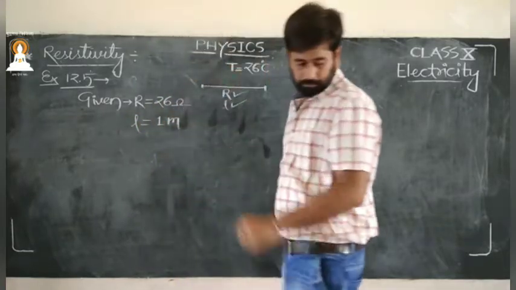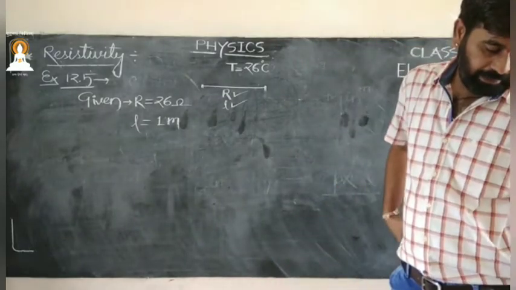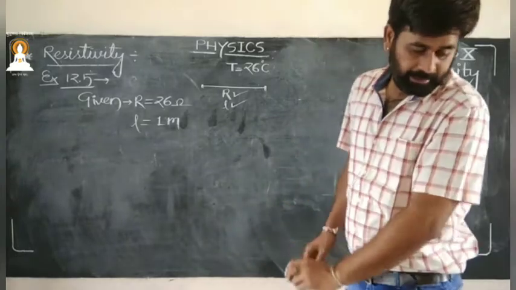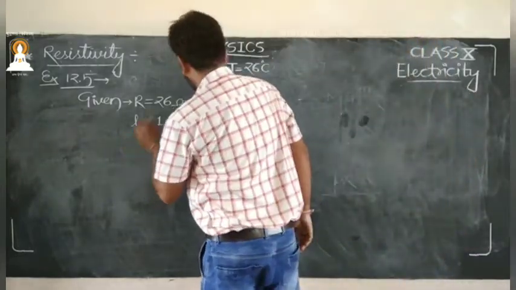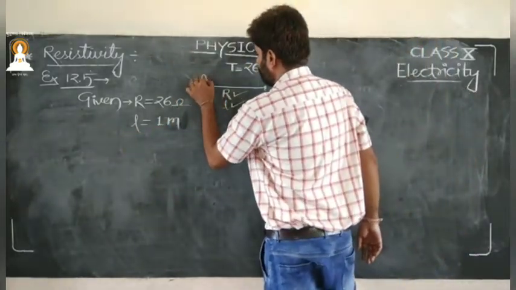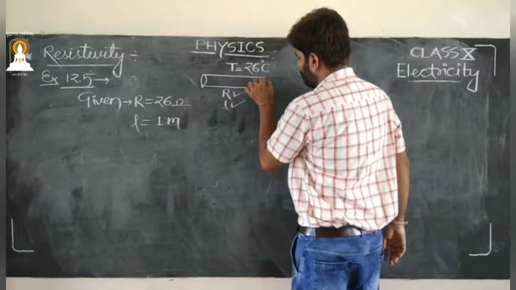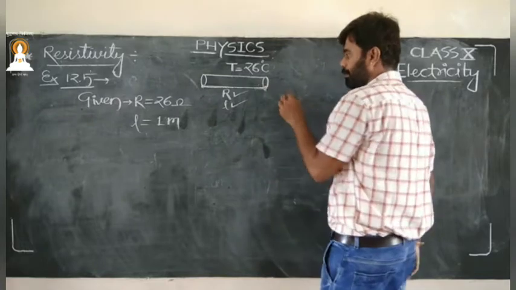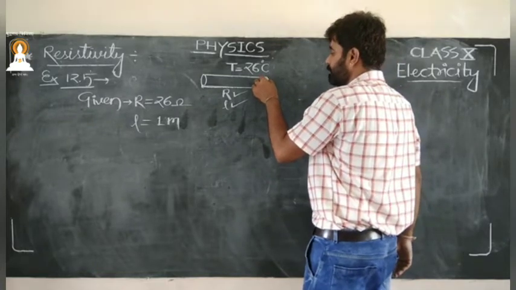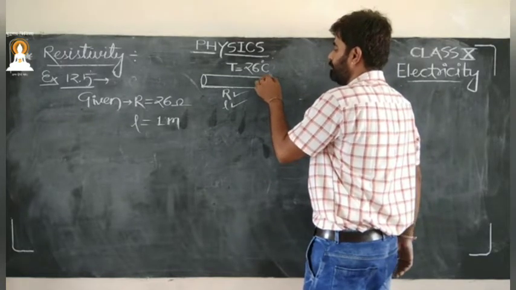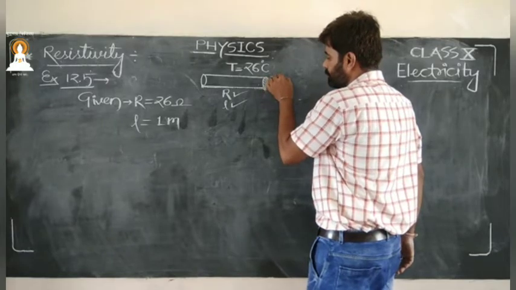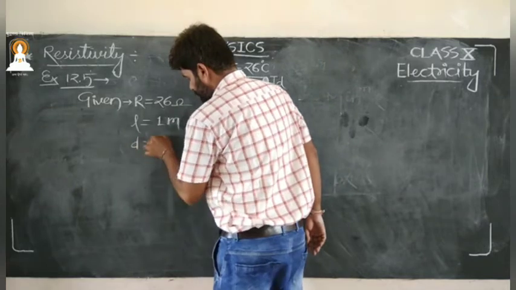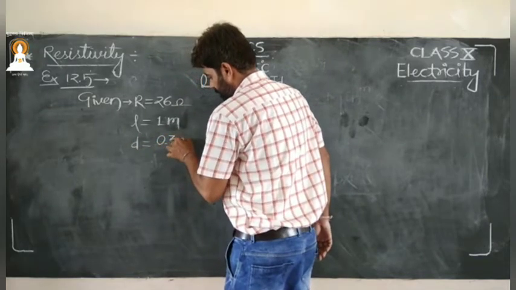Then the diameter of the wire is 0.3 mm. If we have a microscopic view, a cylindrical shape will be there for that particular wire, and this is the cross-section area. The diameter they have given is 0.3 mm.